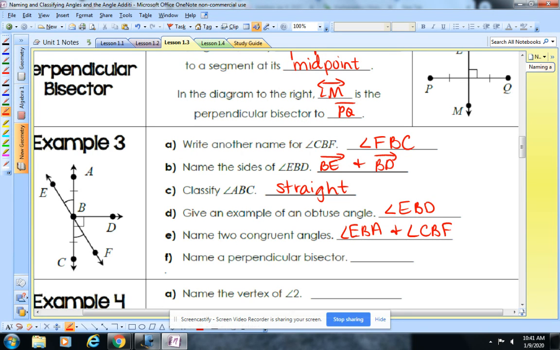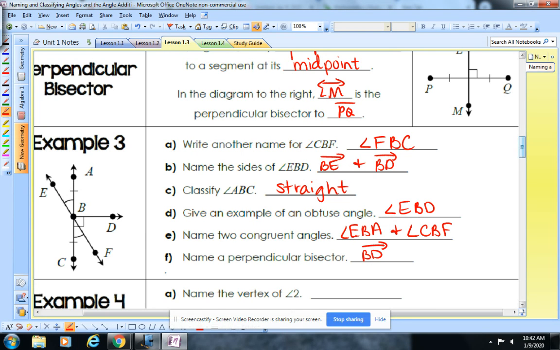All right. F says, name a perpendicular bisector. So something that crosses a segment at a 90-degree angle. Well, we only have one 90-degree angle drawn on that picture, right? So I believe it's ray BD. Very good. All right. And I think y'all can do example 4. So we're going to skip it. Sound good? It looks too easy. So let's go ahead and look at page 3.